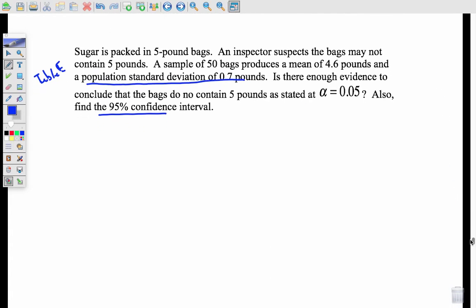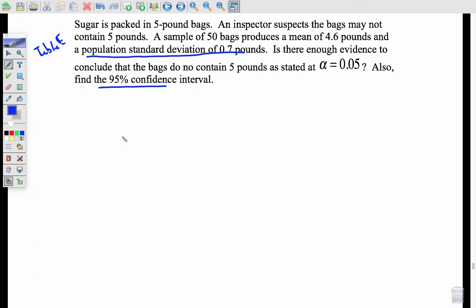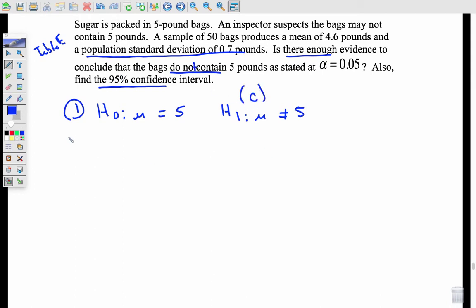So we'll start with our hypothesis testing process. Step number 1, notice we are back to testing the mean based on a mean of 5 pounds. They may not contain, so equal to and not equal to. And is there enough evidence to conclude the bags do not contain 5 pounds? So there's our claim. Step number 2, two-tailed test.